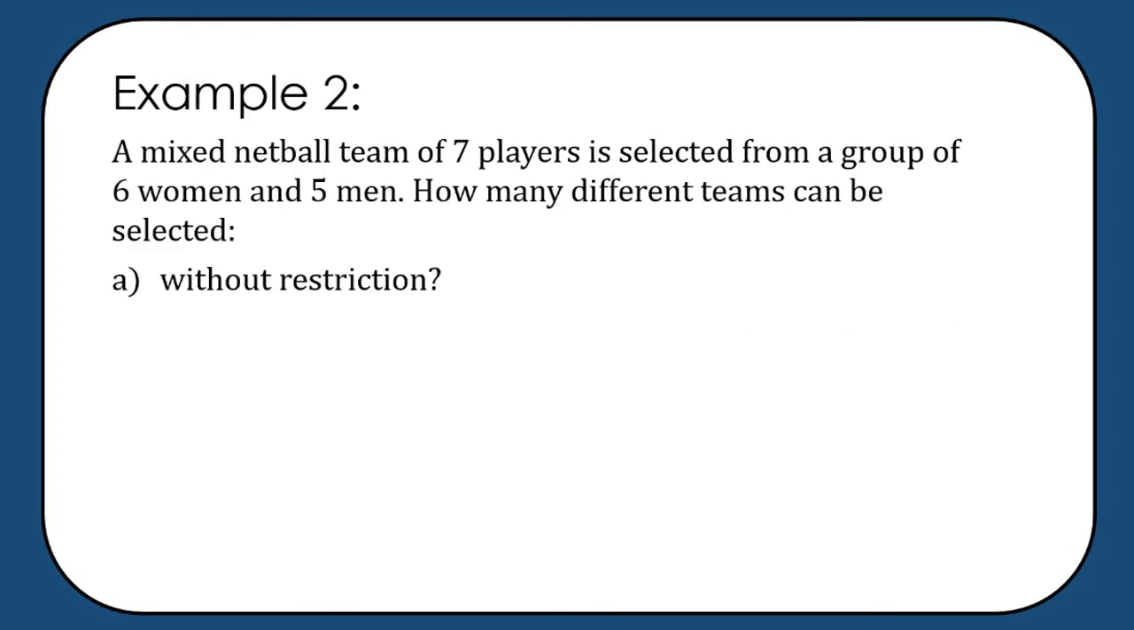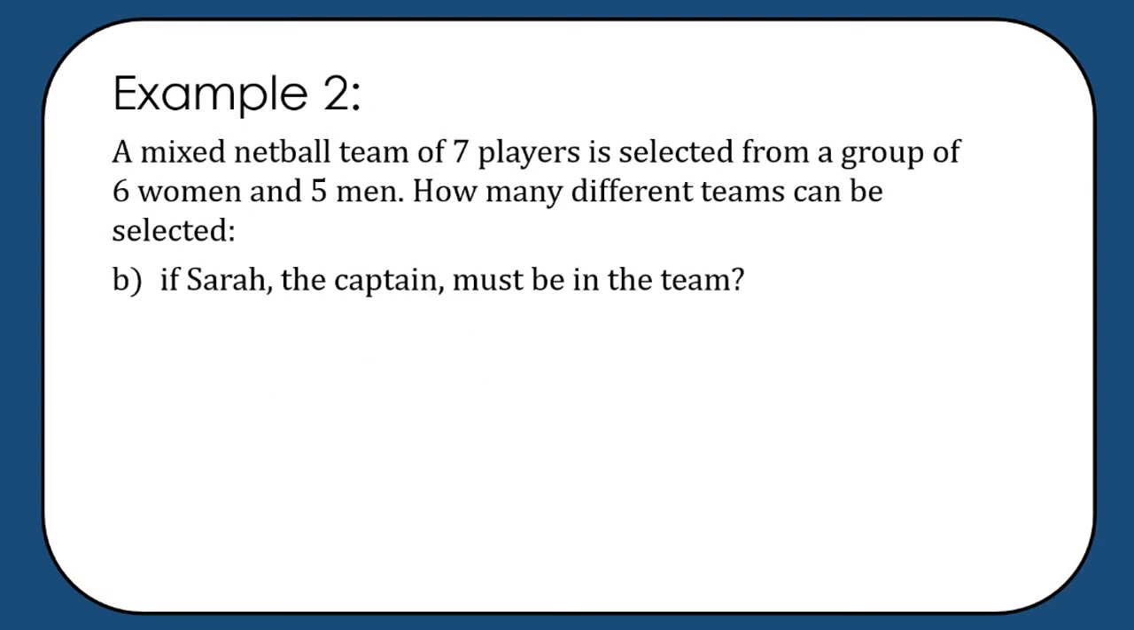Okay, example 2. A mixed netball team of 7 players needs to be selected from a group of 6 women and 5 men. How many different teams can be selected without restriction? If there's no restriction on the number of men and women that have to be in the team, we're essentially just choosing 7 players from a group of 11 people. So we want to do 11 choose 7. Using my CAS, 11 choose 7 gives 330 different teams that I could select.